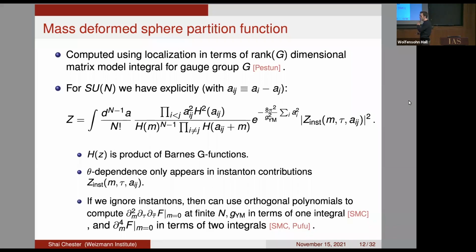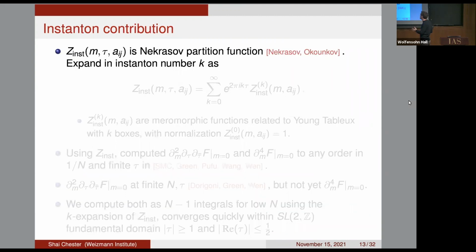So if we were to ignore these instanton terms, then you can actually just compute this quantity using orthogonal polynomials exactly in terms of N and g_YM. And so this is something I first showed in my single author paper, and then we generalized it to this other integrated constraint in a paper with Sylvia. And so life would be very simple if there were no instantons, because we would just have the exact answer. You wouldn't have to do a bunch of integrals. Unfortunately, though, we do have instantons, and so we have to take them into account.